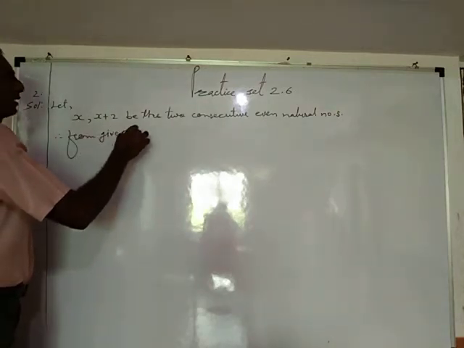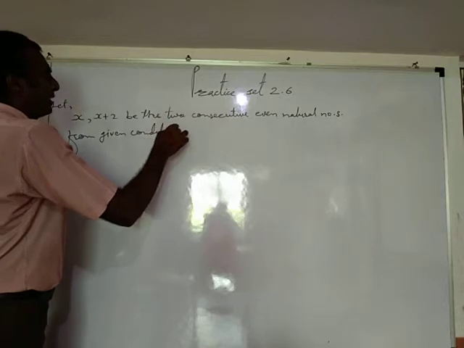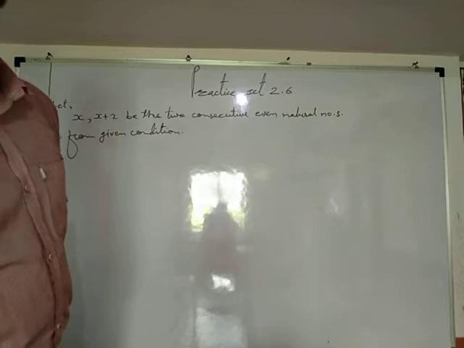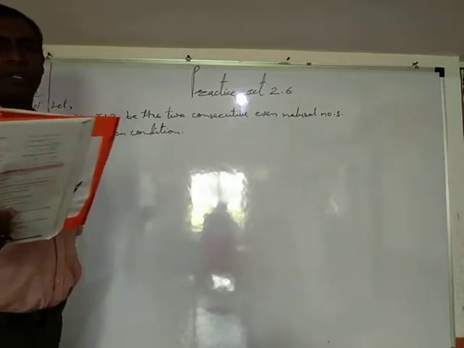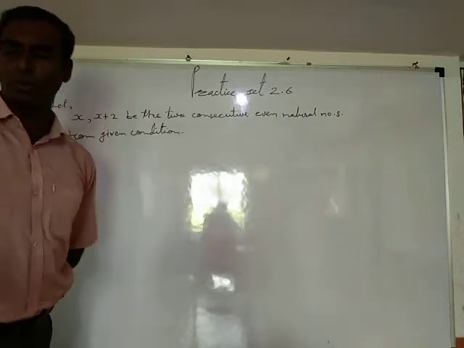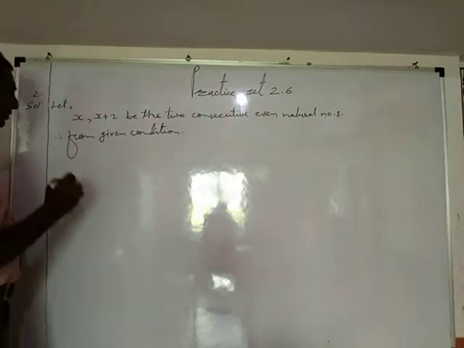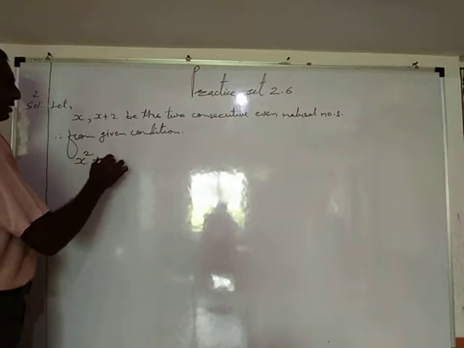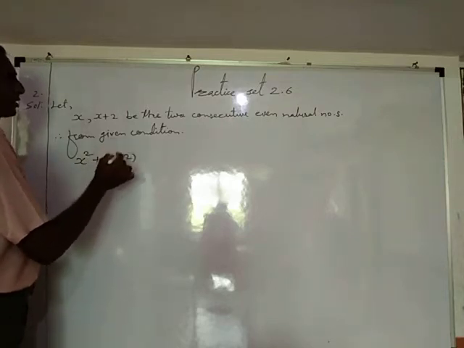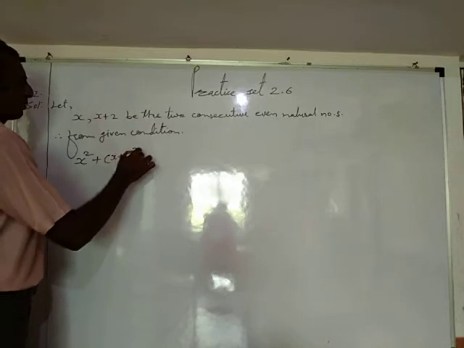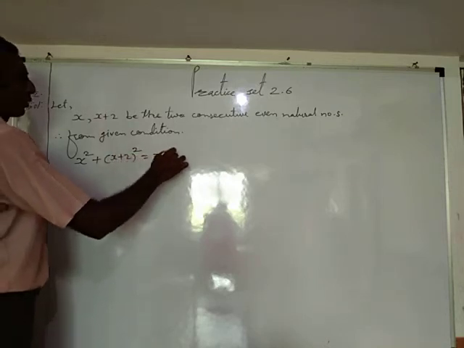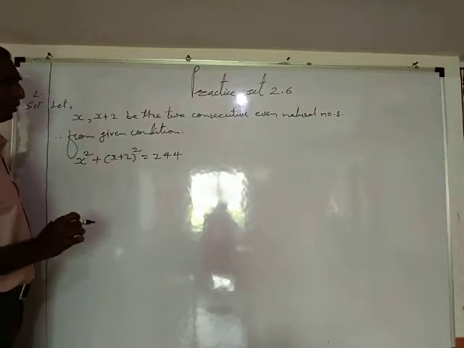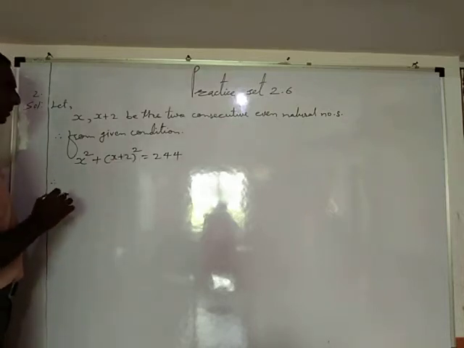given condition, what is given condition? Sum of the squares of two consecutive even natural numbers is 244, means square of the first even number plus square of next consecutive even natural number square equals 244. X square plus x plus 2 bracket square equals 244, and therefore now let's simplify it.